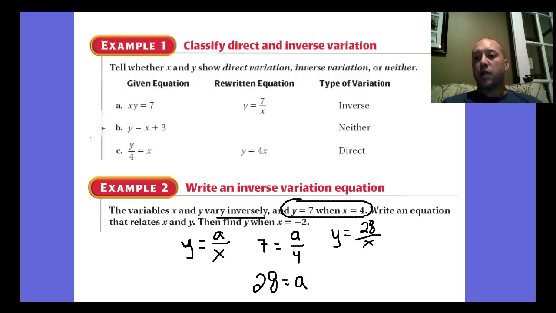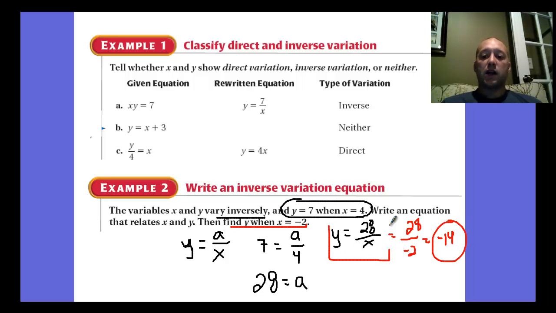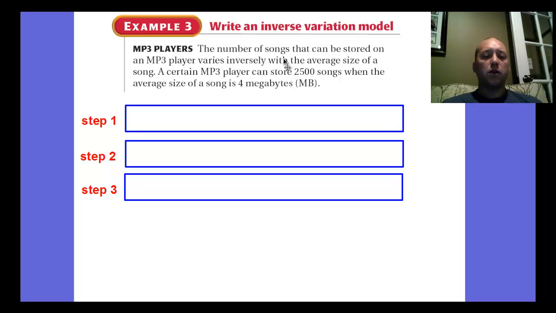Now the last part of this problem, after we write an equation that relates x and y, is to find y when x is negative 2. So I can substitute in negative 2 for x and find that y is negative 14. So we first need to write the actual inverse variation model, and then we can find our y value.